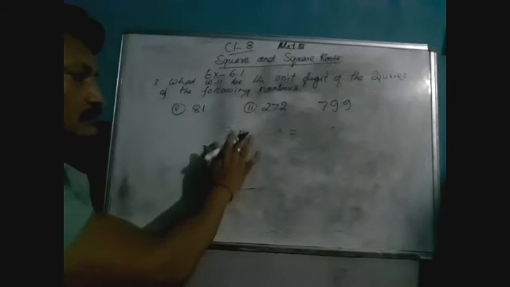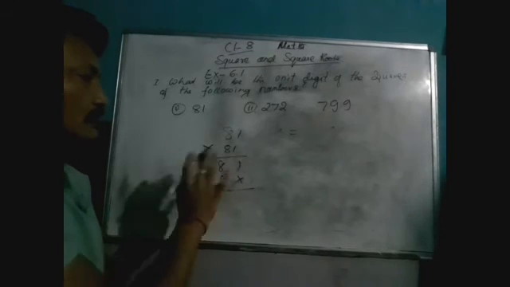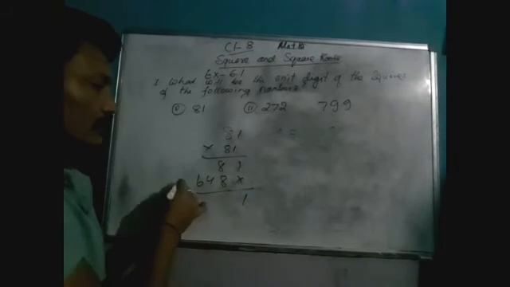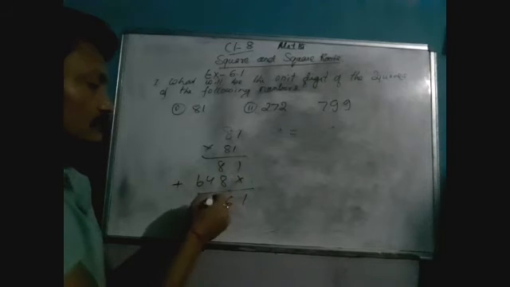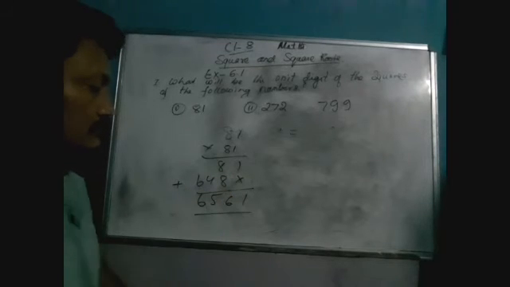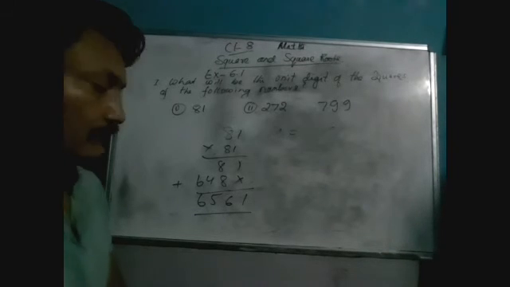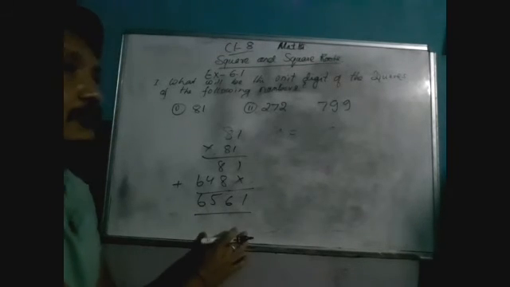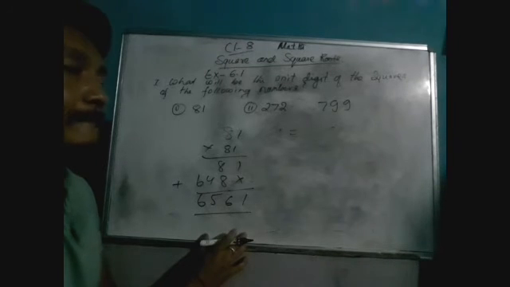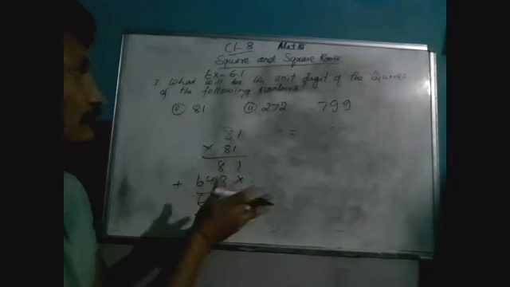Okay, so yes, and now if you add it, then you are getting 6561. Okay, our main purpose here is not to find the square of any given number.